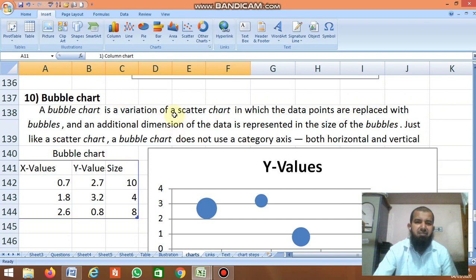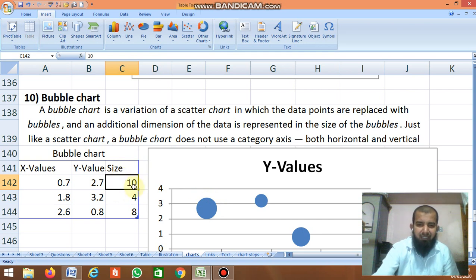Next, the 10th one is the bubble chart. A bubble chart is a variation of the scatter chart in which the data points are replaced with bubbles. So it is similar to the XY chart, but here, instead of dots, there are bubbles. If you increase the size here, if I make it 20, it increases. Clear, no? Like this.